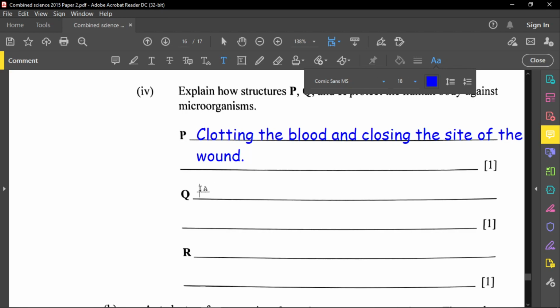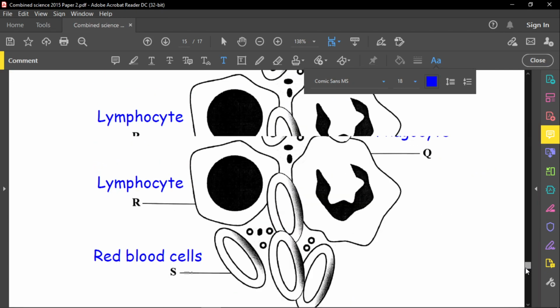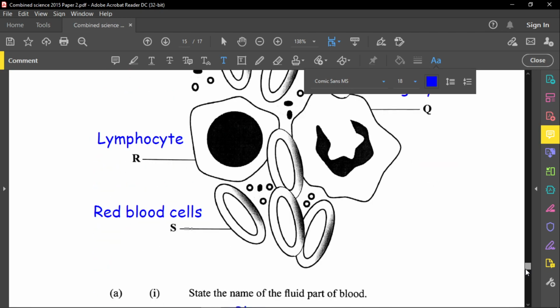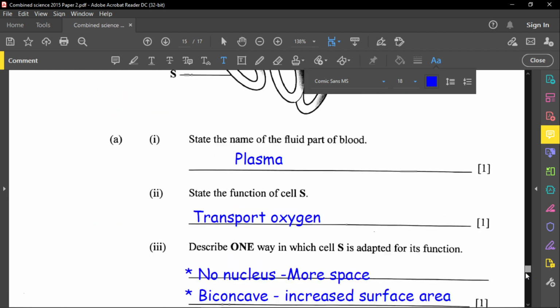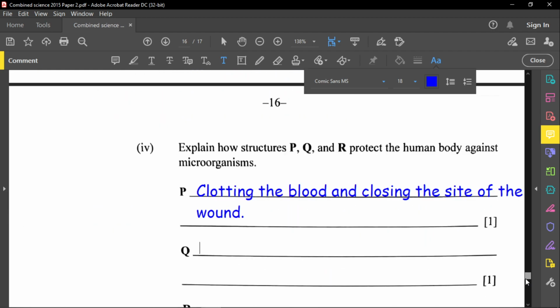So it's a good way to defend the body from the entrance of microorganisms. Now let's see what Q and R are again, so we don't have to go back to it. Q is the phagocyte, and R is the lymphocyte. Let's go to the phagocyte first. So Q is the phagocyte.